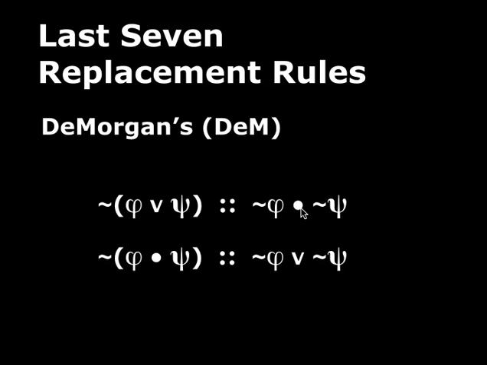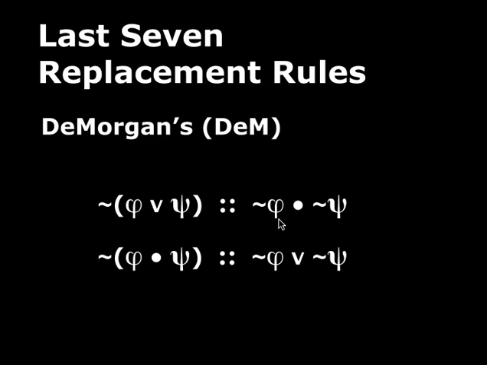What I have to do, though, when I do that, is turn the wedge into a dot, because I'm turning a negated disjunction into a conjunction, so obviously the wedge becomes a dot. I get rid of the negation, the thing that's negating the disjunction, so this outer tilde disappears, and I negate both of the components. So phi becomes not phi, psi becomes not psi.